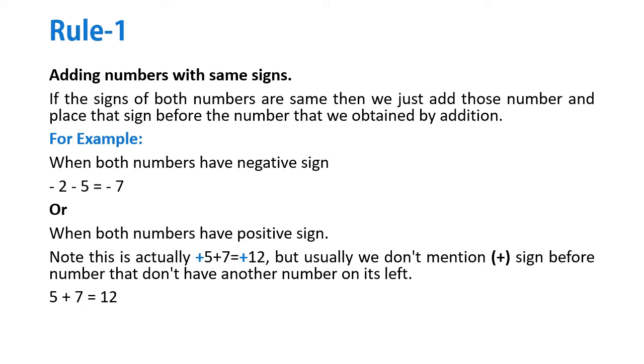For example, when both numbers have negative sign, -2 - 5 equals -7, or when both numbers have positive sign. Note this is actually +5 + 7 equals +12, but usually we don't mention plus sign before a number that doesn't have another number on its left. So we will write 5 + 7 equals 12.